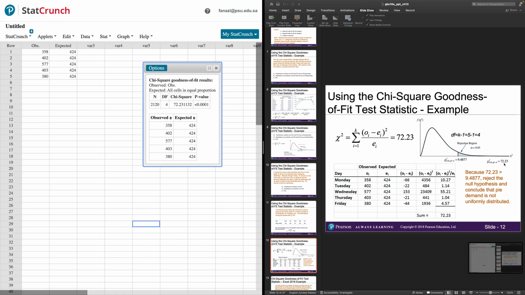We can see it is deeply inside the rejection region, so I reject the null hypothesis. The data is not uniformly distributed.